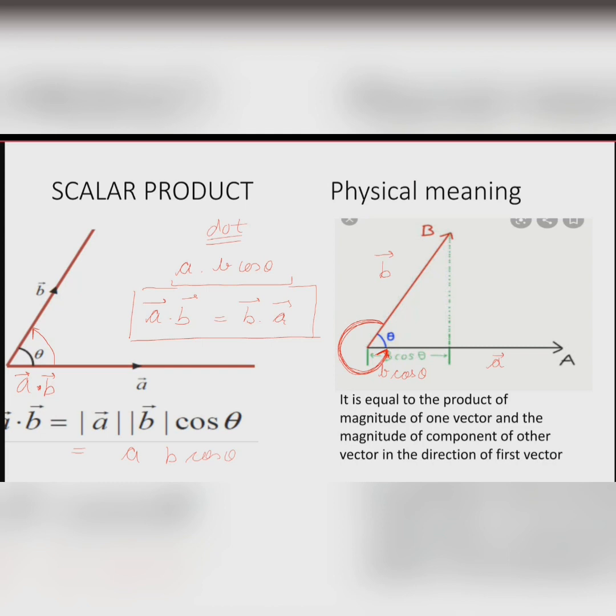Everyone clear with this? What is a scalar product? It is simply the product of the projection of one vector along the second vector and the magnitude of the second. Clear? What is a scalar product? Now, we can also use this scalar product to find the angle between the two vectors. We'll use that concept while we are discussing numericals.